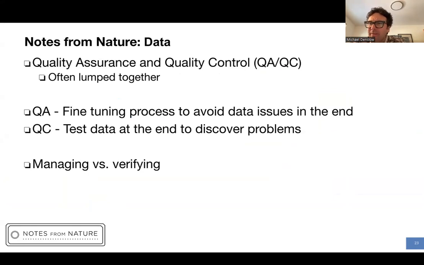well, how good do these volunteers do? Is this quality data? And so I like to say, well, there's 2 ways to think about this, right? So we have QA, which is sort of fine-tuning the process to avoid data issues. And then we have QC, which is like testing the data at the end to discover problems. So some of this is managing for issues. So are we being clear about what we want? Are we asking for something realistic? Are we telling them how we want the data to be entered?